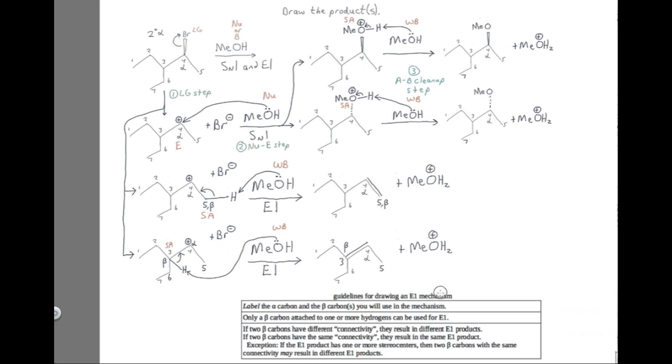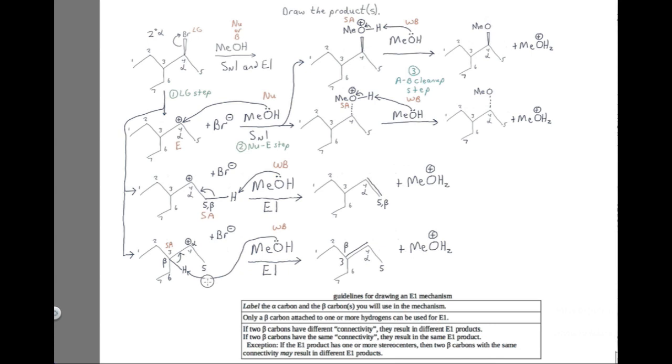We followed these E1 guidelines. We labeled the alpha carbon, and we labeled the beta carbon that we're using. In this path, we labeled carbon 5 as the beta carbon that we were using, and in this path, we labeled carbon 3 as the beta carbon that we were using. We used beta carbons that were attached to at least one hydrogen, and we knew that there would be two different products here because these two beta carbons had different connectivities.